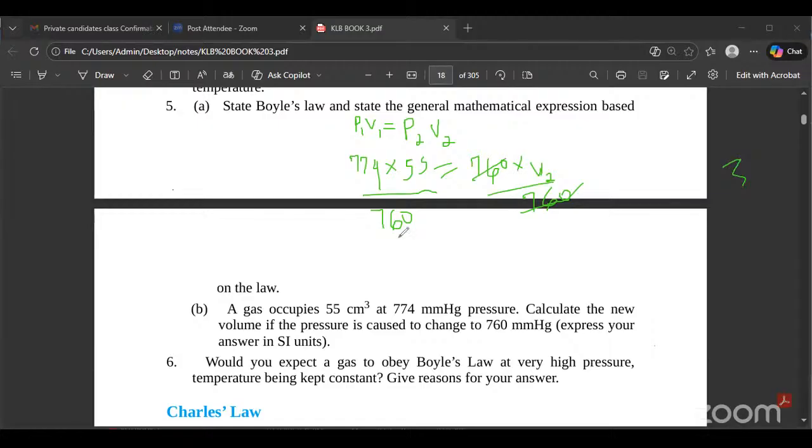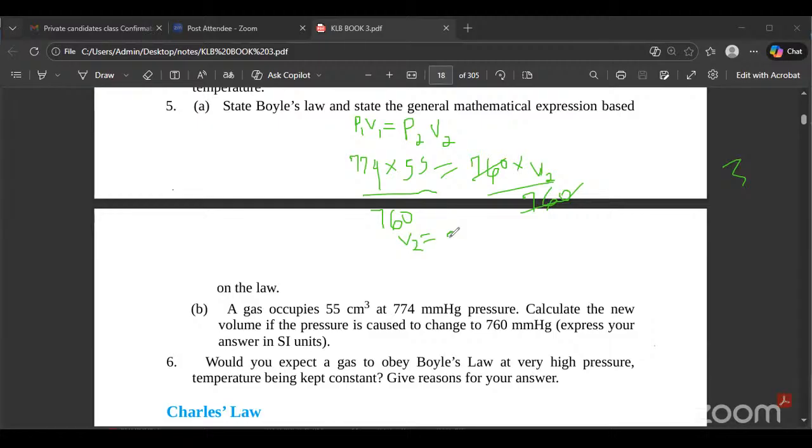So this one, now you feed the calculator and you have V2 to be equal to... So let me feed it into mine very quickly. I said you should write at least some decimals. If there is a decimal, make sure you have put it. 774 multiplied by 55. Is this 55? Yeah, divide by 760. Yeah, so you are right.